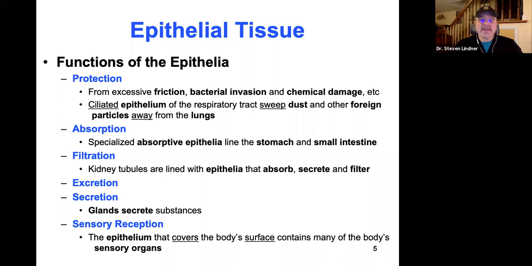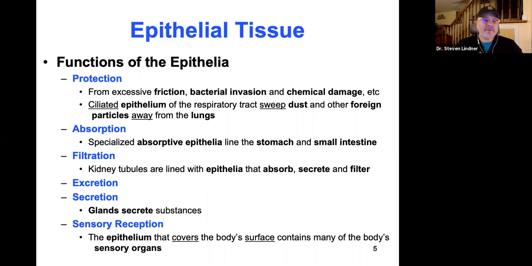So ciliated epithelium, or these little hairs that come off the tissue, we'll see them in the trachea, in the respiratory tract, and they're constantly beating, moving upward from inferior to superior to try and sweep and move particles and dust away from the deeper part of the lungs and move them up and out of your respiratory system. So it can allow you to cough or clear it and get things out of the respiratory tract.